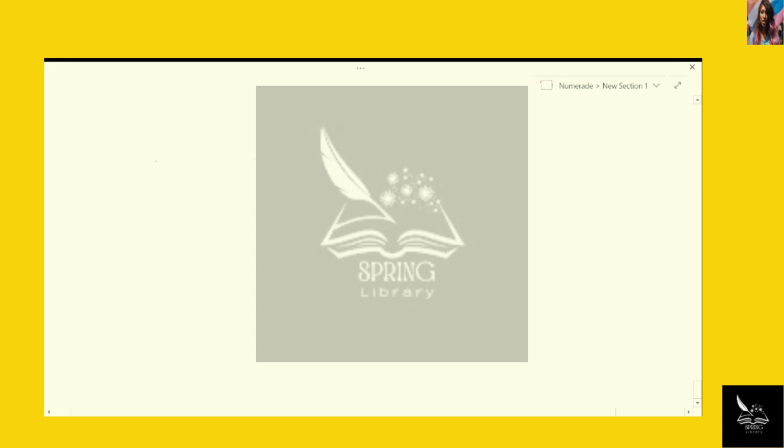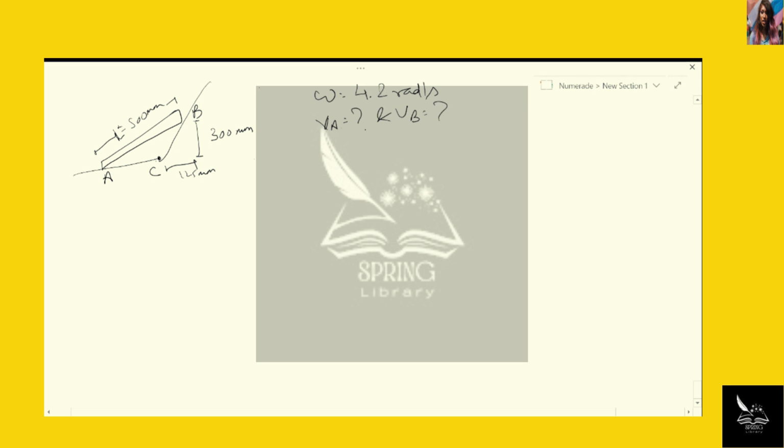Hi, so this problem is actually derived from the previous problem which we have solved, but I will just draw it here quickly. So this is the rod and it's sitting on an inclined plane. The distance of the top of the rod from the ground is 300 millimeters in the vertical direction, 125 millimeters in the horizontal direction. Length of the rod is 500 millimeters. And this is point A, this is point B. Let's call this point C. And this time we are given the angular velocity, which is 4.2 radian per second, and we are asked what is VA and what is VB.